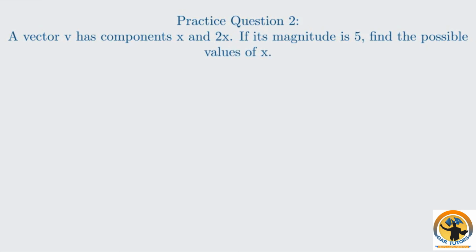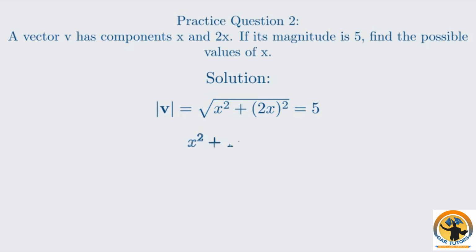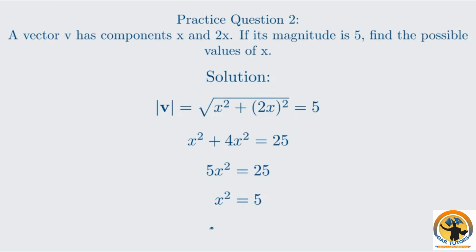We'll use the magnitude formula. The magnitude of v is the square root of x squared plus (2x) squared. We are given that this equals 5. Squaring both sides and simplifying, we get x squared plus 4x squared equals 25, which means 5x squared equals 25. Dividing by 5, we find x squared equals 5. Therefore, x equals plus or minus the square root of 5.